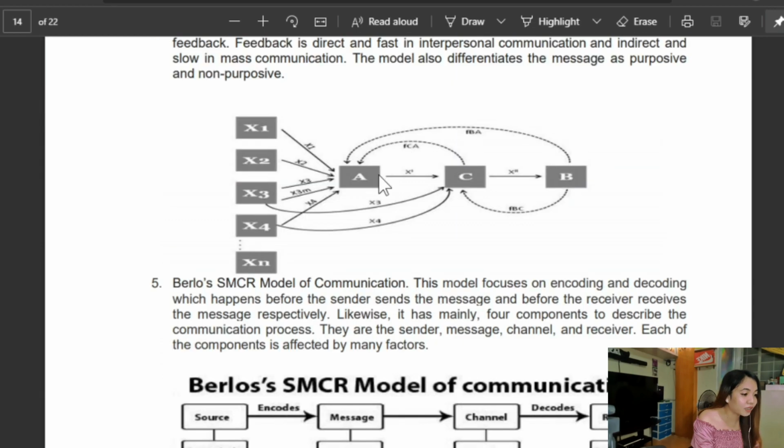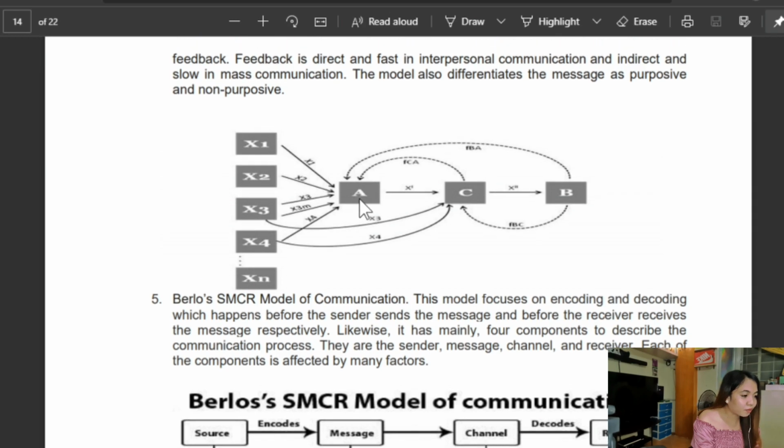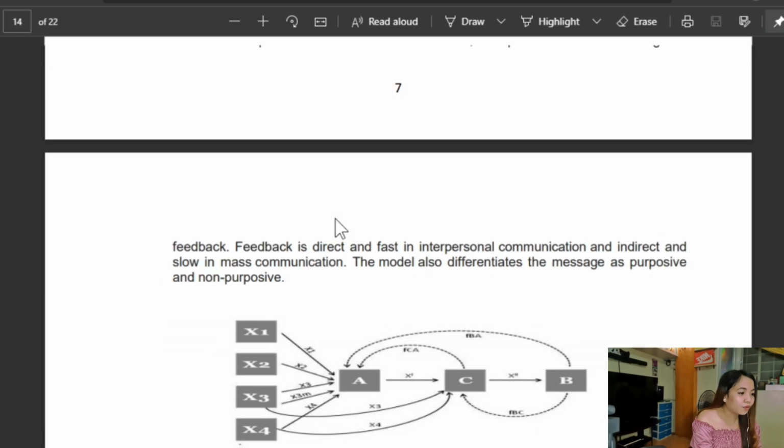The only difference here is that when the form of communication happens between, let's say, two or three people involved, okay? You notice the feedback comes back quickly. It's fast. That is interpersonal communication. But when you have an audience, let's say you are speaking in a crowd, the feedback takes longer to come back. Okay? So that's the only difference here.